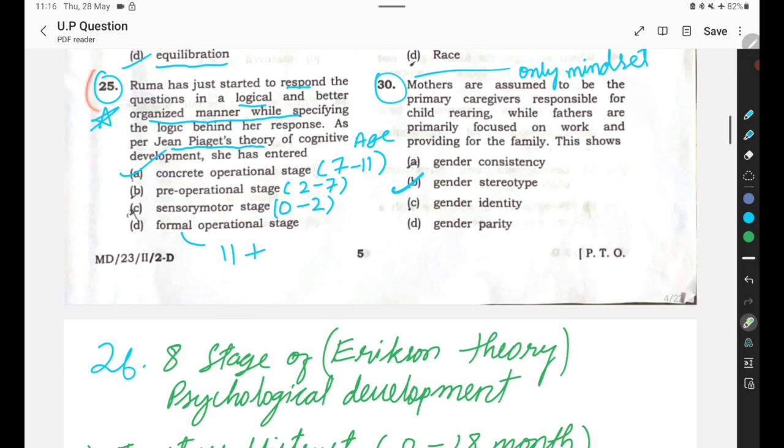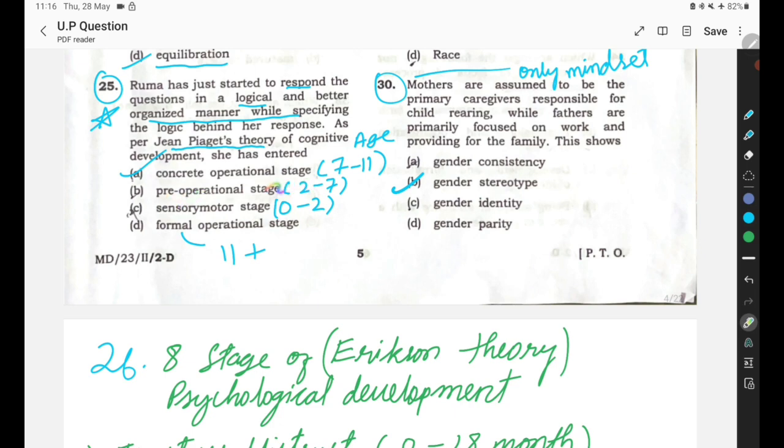25. Look at this. This is important. Also a star question. Ruma has just started to respond to questions in a logical and better organized manner, while specifying the logic behind her response as per Jean Piaget's theory of cognitive development. She has entered the concrete operational stage. The student in this age of 7 to 11, which is also known as the concrete operational stage, starts to give answers in a logical way. Okay, that is the meaning of this one.